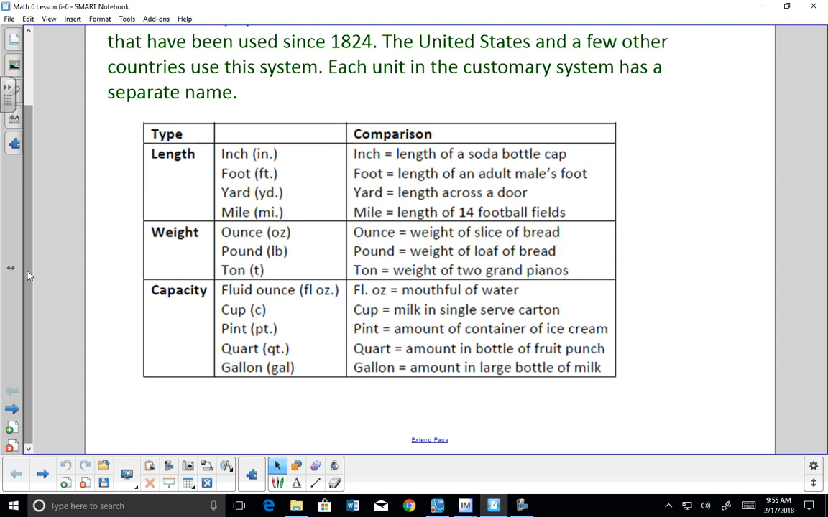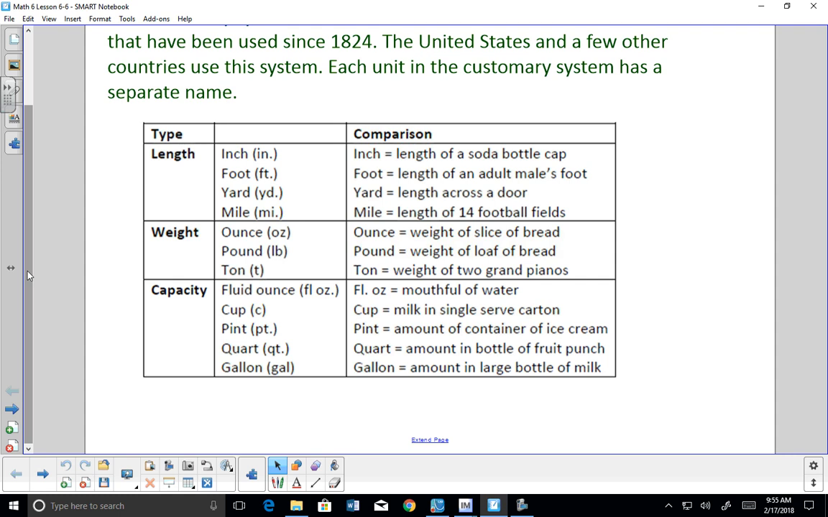Okay. Capacity. For anything that is liquid, the capacity is in fluid ounces. A fluid ounce, 1 fluid ounce is about a mouthful of water. Not gigantic, like you're going to spit it out because you can't fit any more in. A general mouthful of water. A cup is, if you get the milk cartons in the lunchroom, about a single serve milk carton. One of the smaller ones, not one of the taller ones.